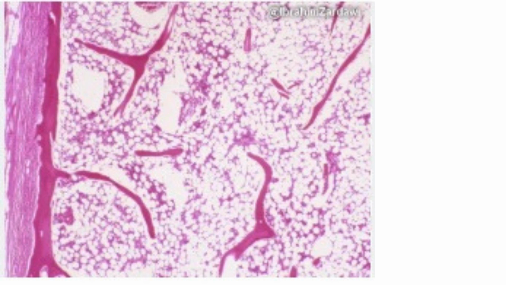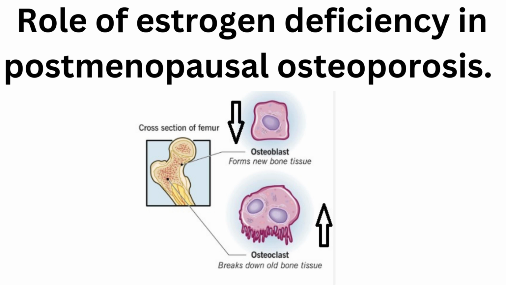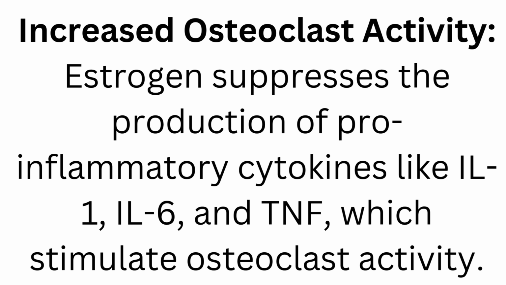Now, what is the pathophysiological mechanism? As there is estrogen deficiency in postmenopausal osteoporosis, it leads to increased formation of osteoclasts. Osteoclasts are the cells which play an important role in bone resorption, and there is a decrease in osteoblasts, which are bone forming cells. How does this occur?